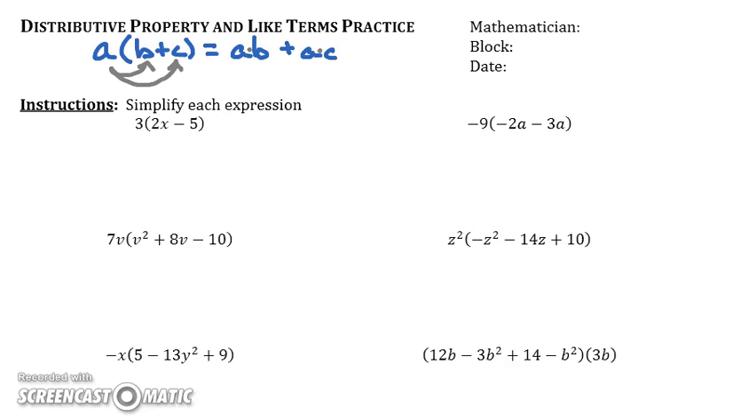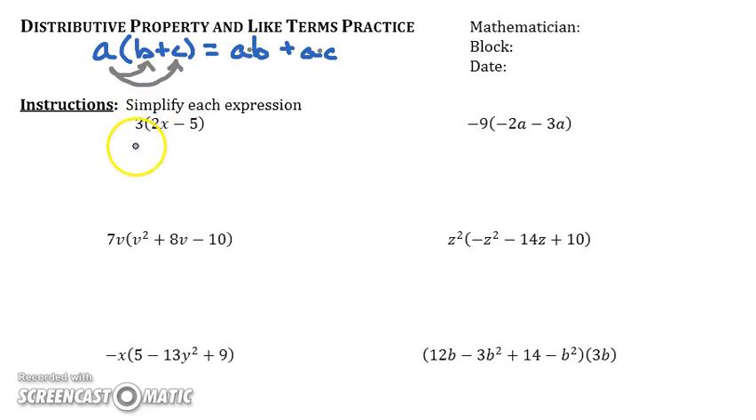This is something that we actually have to assume whenever we create the real numbers. It's not something that we can actually go through and prove, but it is something that will always be true for the real numbers. So we're going to start out with 3 times the quantity 2x minus 5.